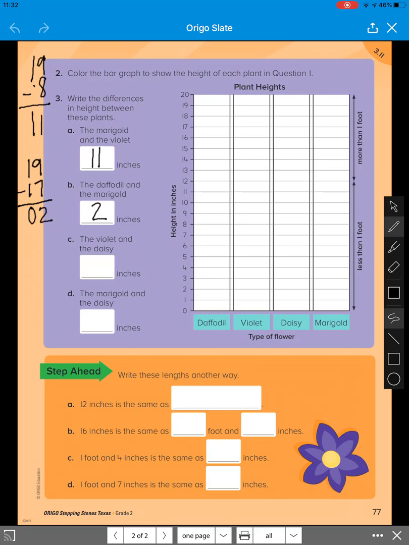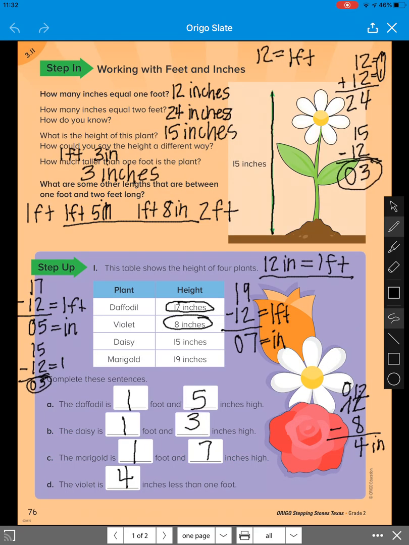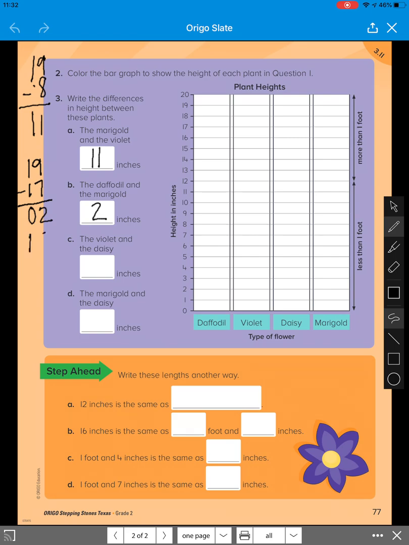Then the next one says the violet and the daisy. The daisy's 15 inches and the violet is 8 inches. So I'm going to do 15 minus 8. I cannot subtract 8 from 5, so I have to borrow from my tens place. So my 1 becomes a 0 and my 5 becomes a 15. 15 minus 8 is 7.